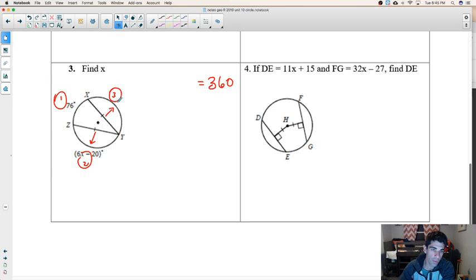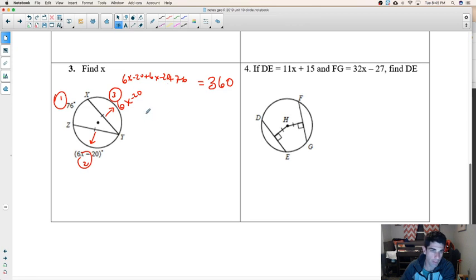These two arcs we just said are going to be congruent. So you can just go ahead and add 6x minus 20, 6x minus 20, and 76, and that's all going to give you 360.